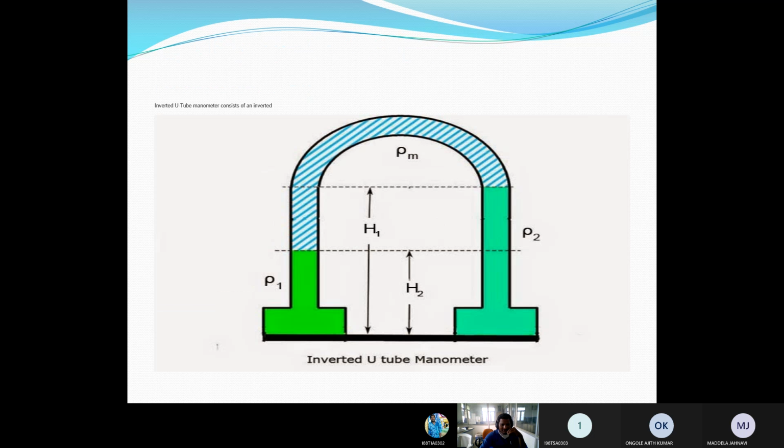Come to the other one, the inverted U-tube. The previous one is the upright differential manometer, and this one is the inverted U-tube manometer. What is the difference between these two? Rho m is the density of the manometric fluid. Rho 1 is the density of the fluid in the left side pipe. Rho 2 is the density of the fluid in the right side pipe. This is the common level. By using the pressure equations, we can find out the pressure difference P1 and P2 in problems. We will discuss them.